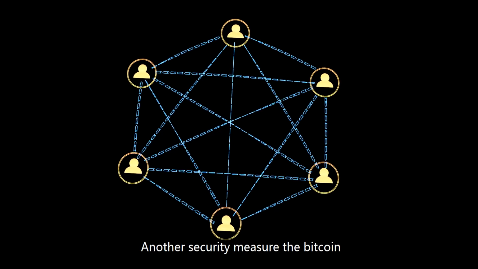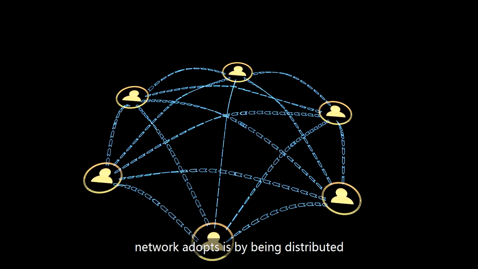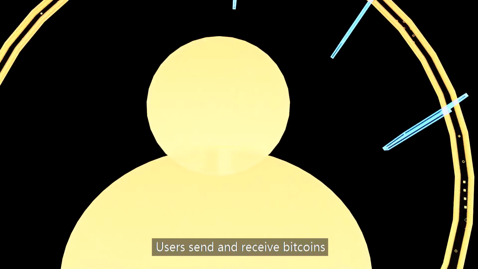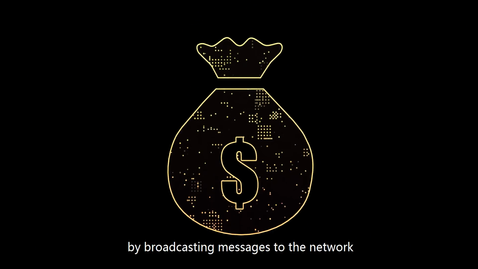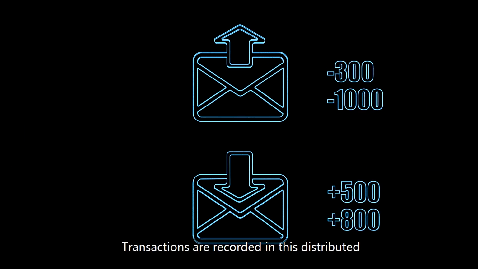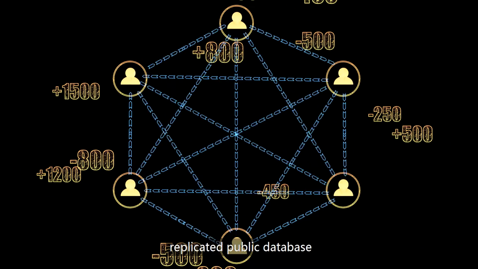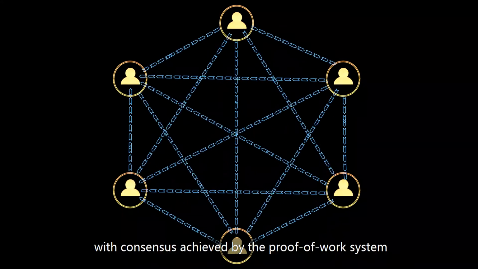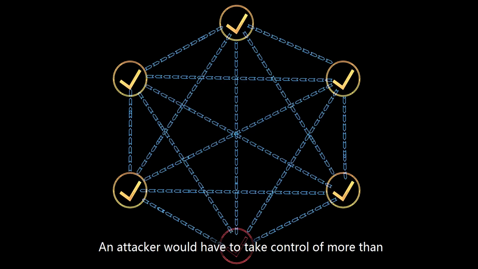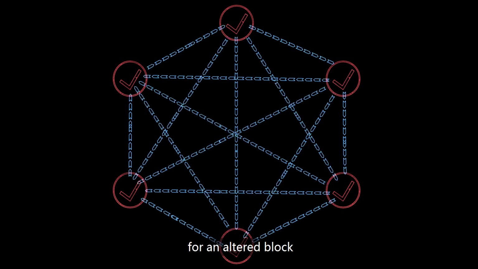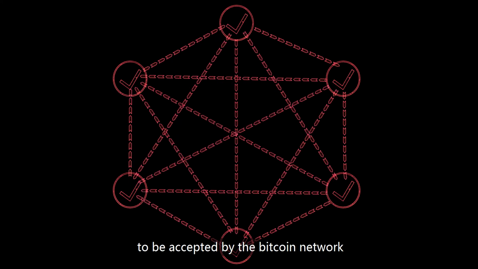Another security measure the Bitcoin network adopts is by being distributed. It's a peer-to-peer payment network. Users send and receive bitcoins by broadcasting messages to the network using Bitcoin wallet software. Transactions are recorded in this distributed, replicated public database, the blockchain, with consensus achieved by the proof-of-work system discussed above. An attacker would have to take control of more than 50% of the peer-to-peer network for an altered block to be accepted by the Bitcoin network.